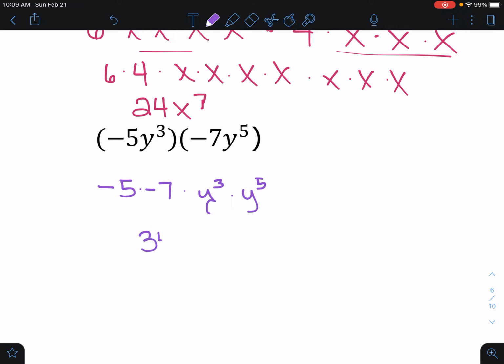And now we just learned, how do we do this? Well, the bases are the same, they're both y. So that means the shortcut would be to add the exponents. So this would be y to the 8th. Now remember, this does not mean you're adding. Notice there's no addition sign anywhere in here. This is just a shortcut. Rather than writing y to the 3rd out 3 times and then y to the 5th 5 times, you can just do that. So my answer would be 35y to the 8th.